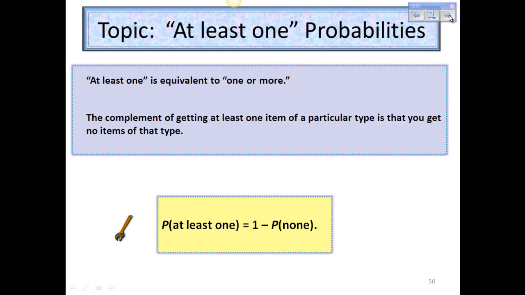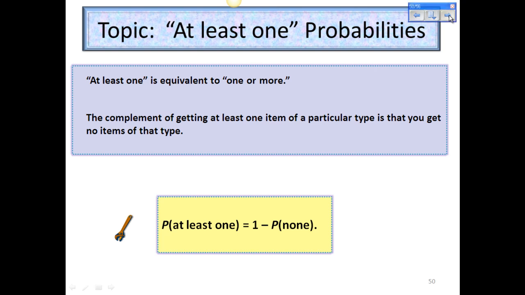Some probability questions will ask you to find the probability of at least one, and at least one is equivalent to one or more. So the complement of getting at least one item of a particular type is that you get no items of that type. Okay? So if you need to find the probability of at least one, take one and subtract the probability that you don't get any.